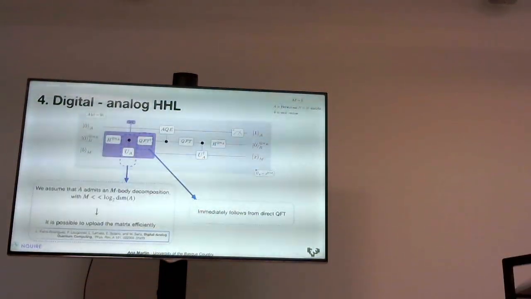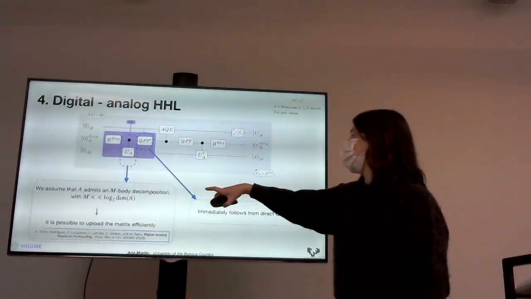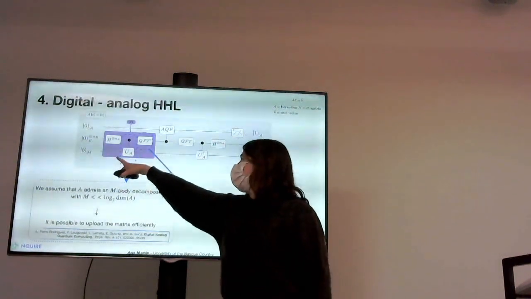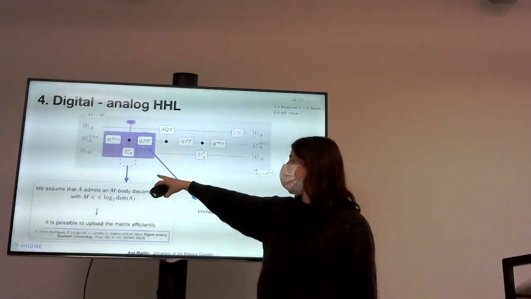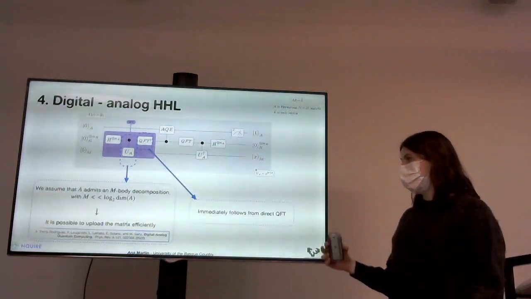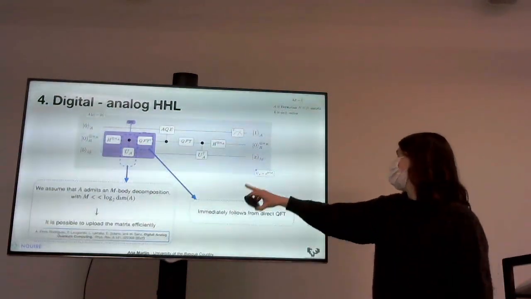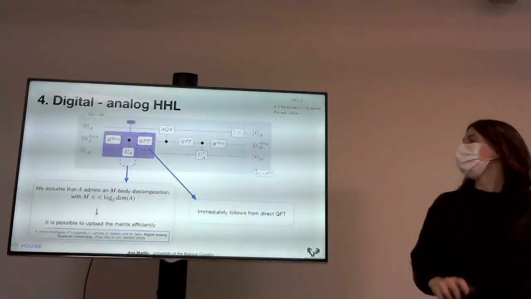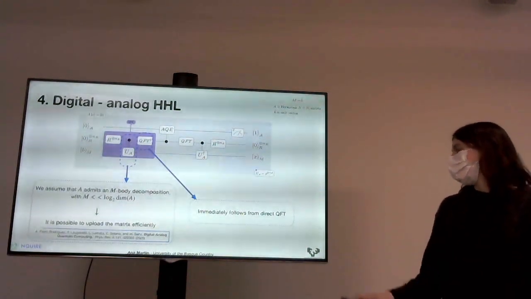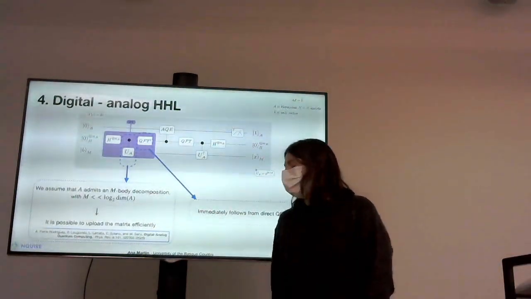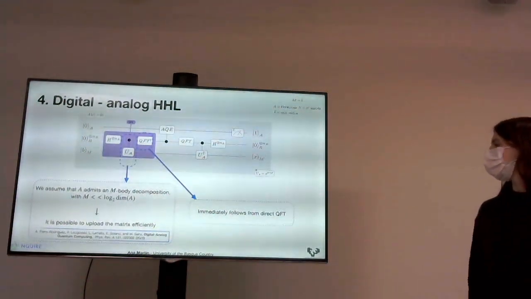At the same time, the phase estimation can be divided into 2 subroutines. The first one would be a conditional Hamiltonian evolution applied on the memory qubits. If we assume that the problem matrix A admits an m-body decomposition, where m is much smaller than the logarithm of the dimension of the problem matrix, it is possible to upload this matrix efficiently using different digital analog techniques that are gathered together in this work that we made some years ago.